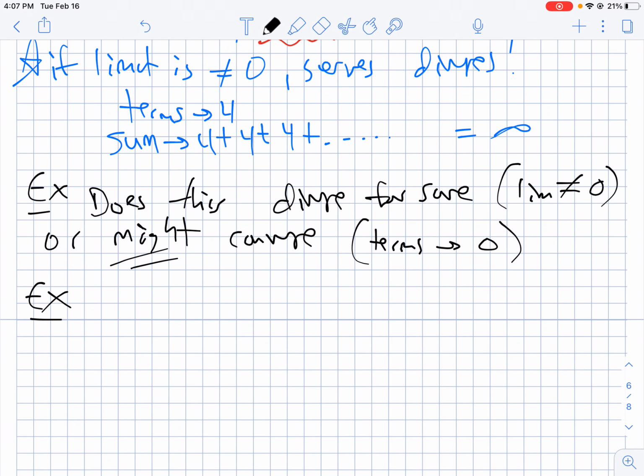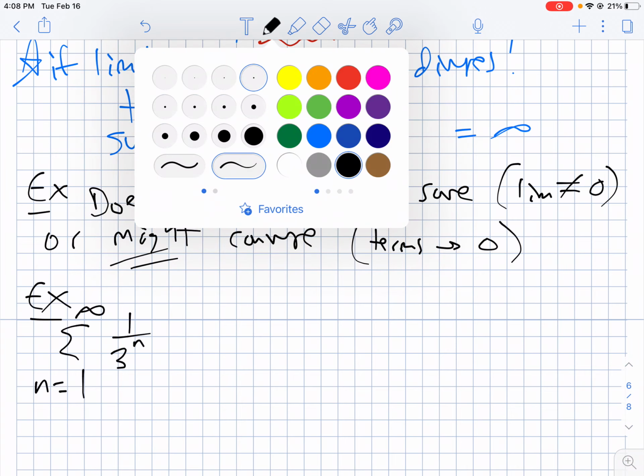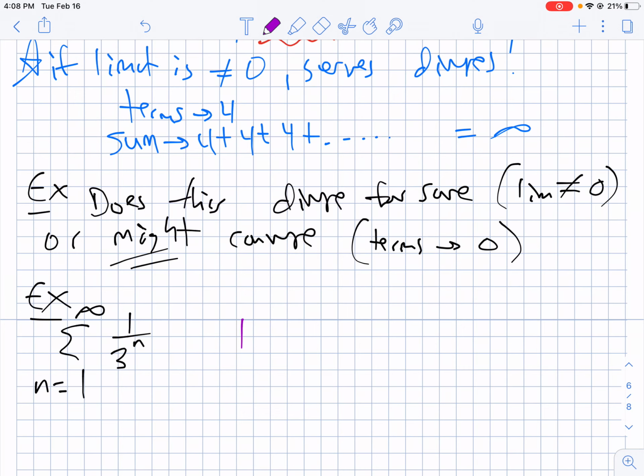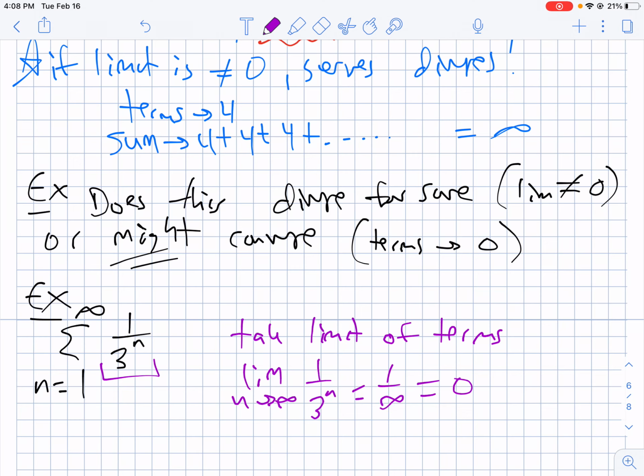So let's suppose we have the sum from 1 to infinity of 1 divided by 3 to the n. So the first thing we're going to do, and all we really can do today, is take the limit of the terms. Basically saying, what does the sequence go to? Not the sum, but what is the sequence? So we look at the limit as n goes to infinity of 1 over 3 to the n. So of course that's 1 over infinity, which is 0.